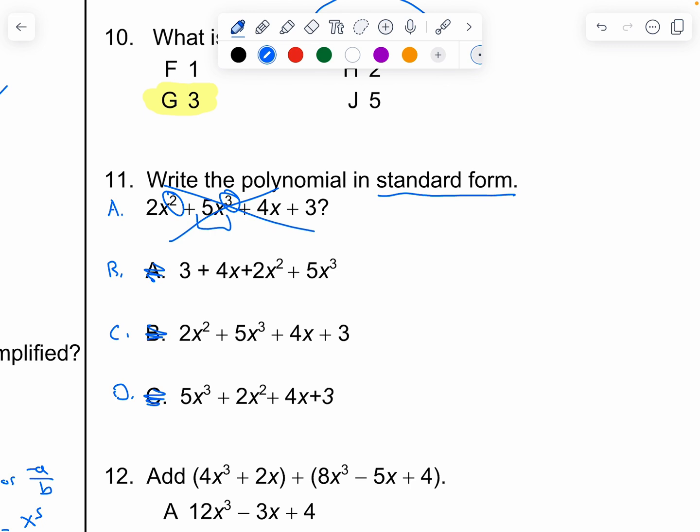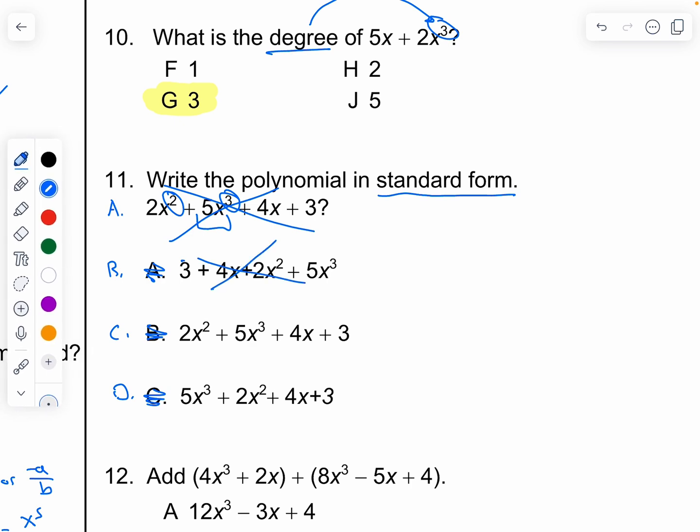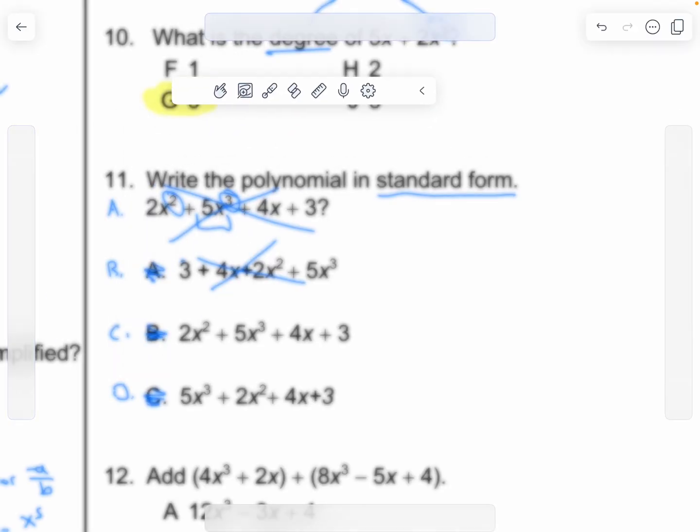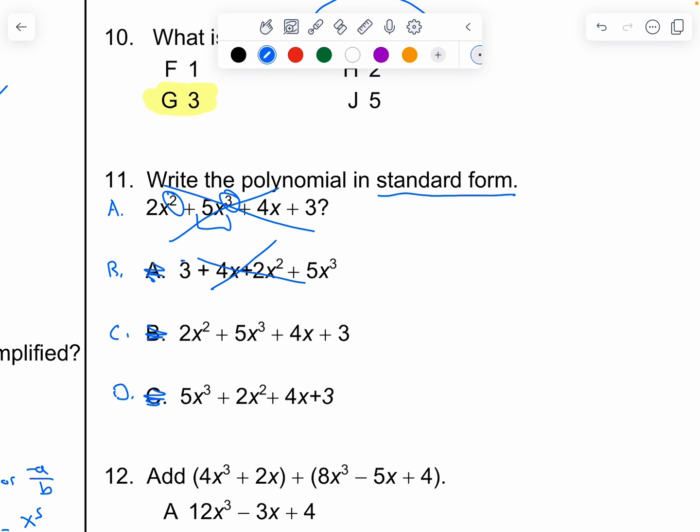Okay, letter B is actually really close. It's just completely backwards. They ended with the highest power, and then we have descending order as we move to the left. That is completely backwards. We're going to want the answer that is opposite of that, and it looks like D.